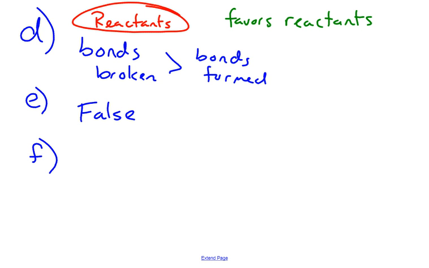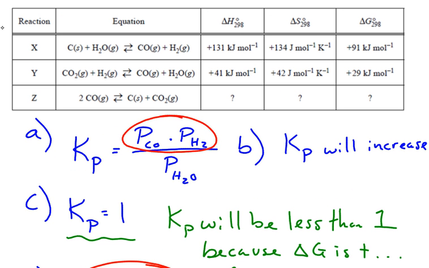Is change in S positive, negative, or zero? So what is change in S for reaction Z? Please determine that. Positive or negative, or is that the only option? Or zero?